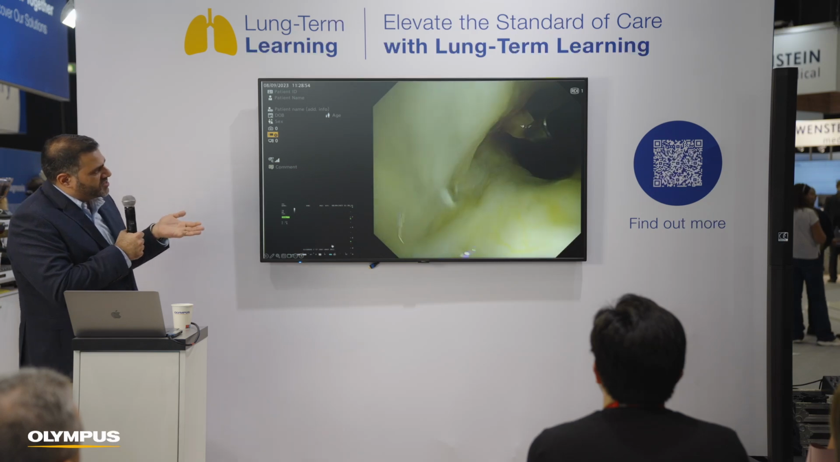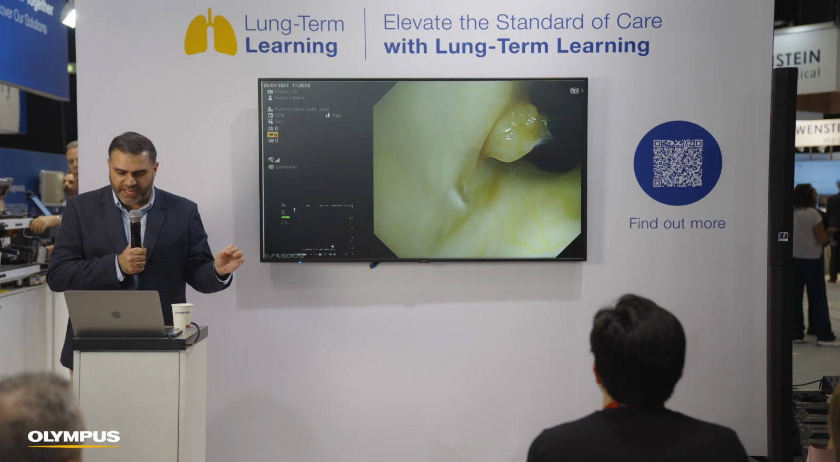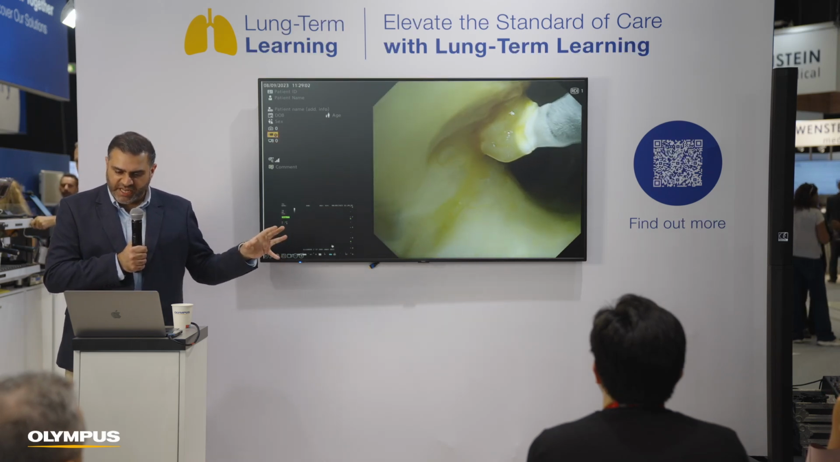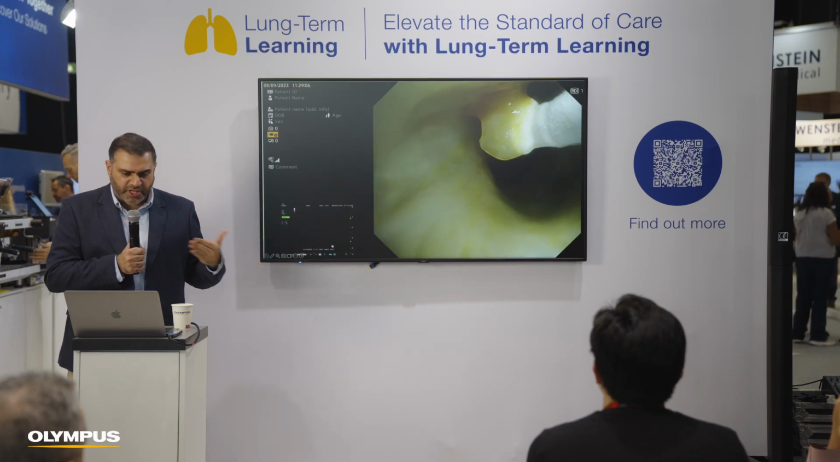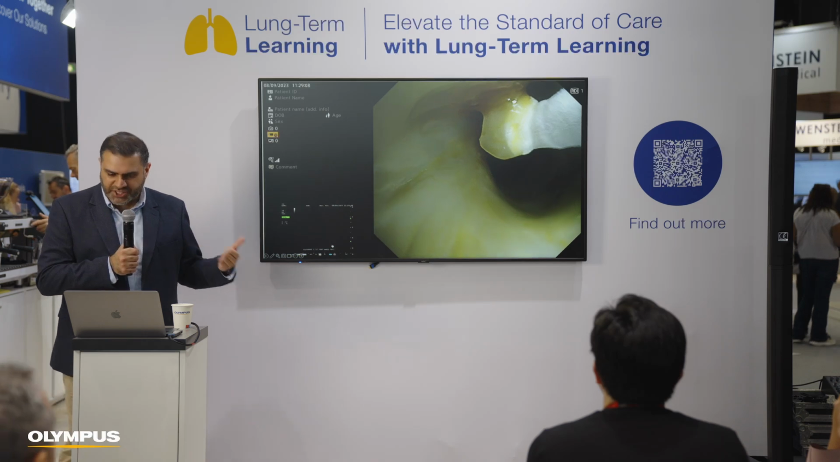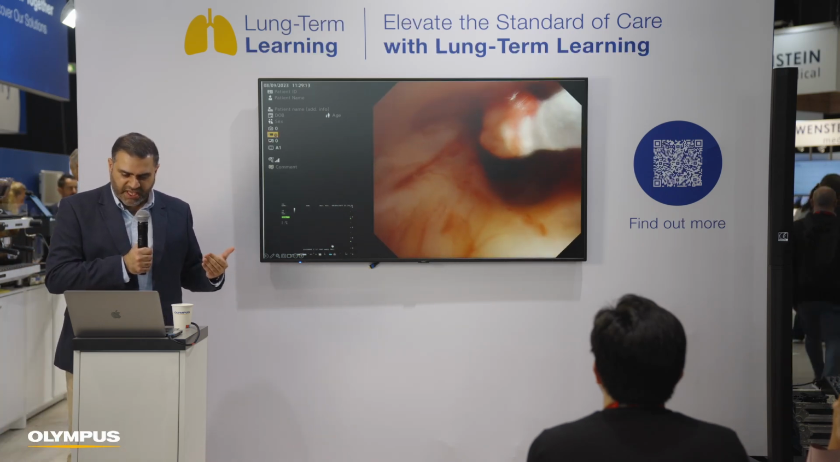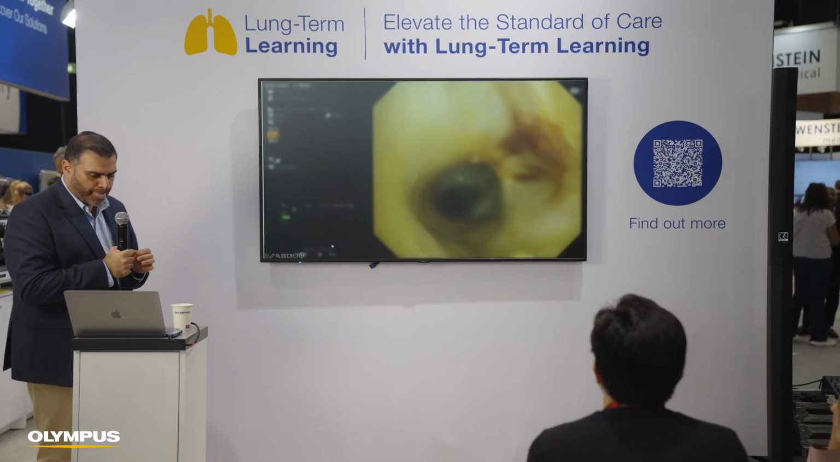So what I use here is a cryoprobe. I just put the cryoprobe through the working channel of the bronchoscope and freeze this little bit of granulation tissue off and remove it. I'm switching between the RDI and the white light on this occasion just to show you the differences in what you would see. And you can see with the RDI, there's just that little bit more clarity.